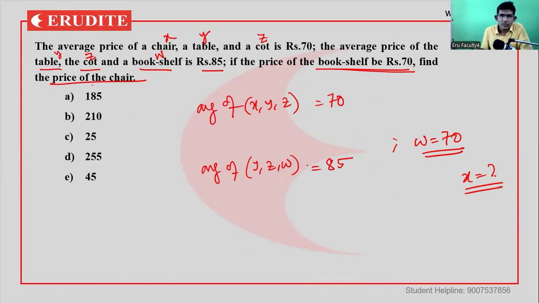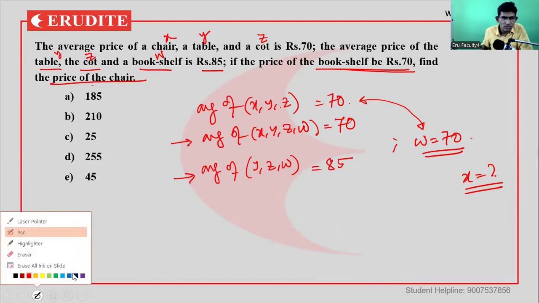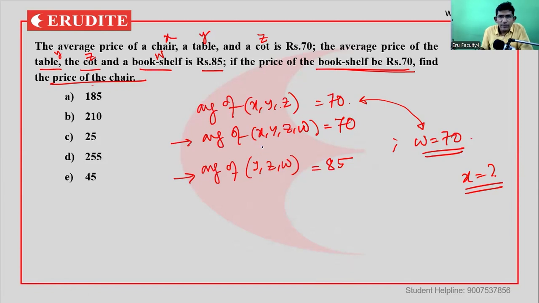Now you see, the average of X, Y, Z is 70 and W is also 70. So if I combine X, Y, Z with W, then what can I say? That means I can easily say that the average of X, Y, Z, and W would also be 70. That means the average of the 4 items is also 70. Now, if I remove X out of it, then the average of Y, Z, W becomes 85.